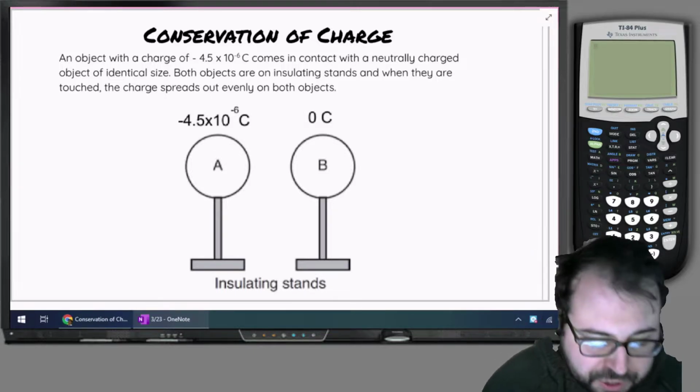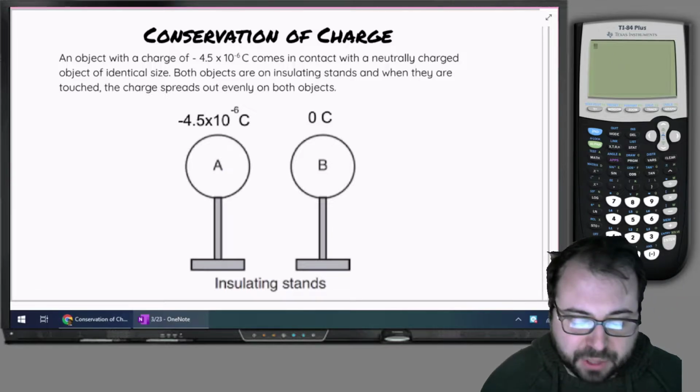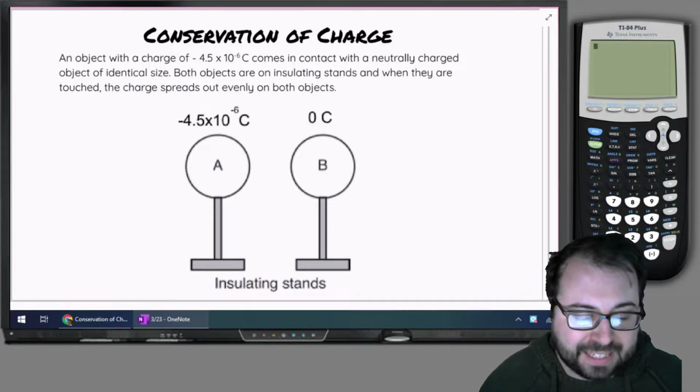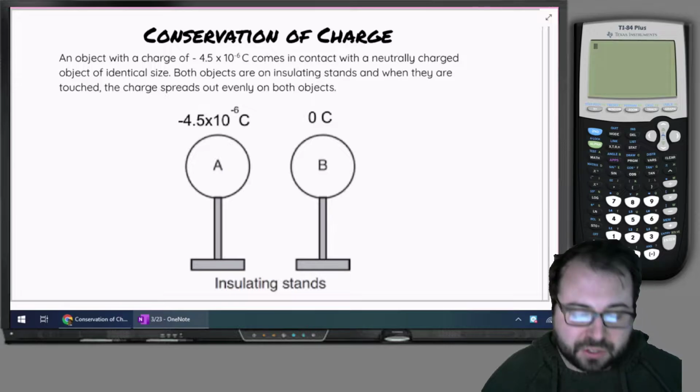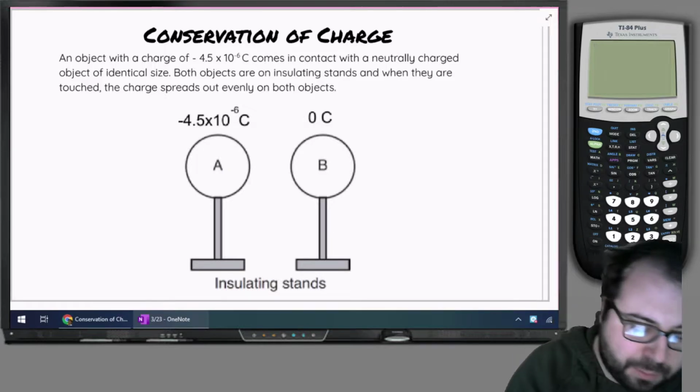An object with a charge of negative 4.5 times 10 to the negative 6 coulombs comes in contact with a neutrally charged object of identical size. Both objects are on insulating stands, and when they are touched, the charge spreads out evenly on both objects.